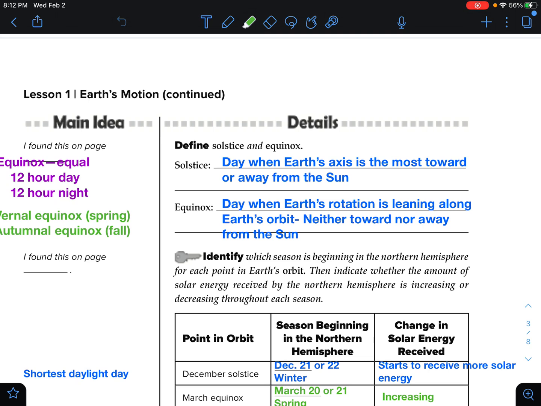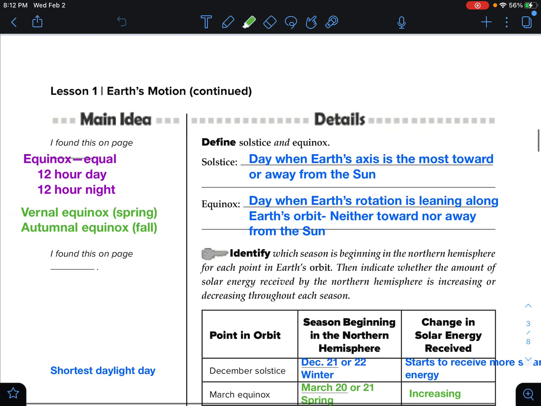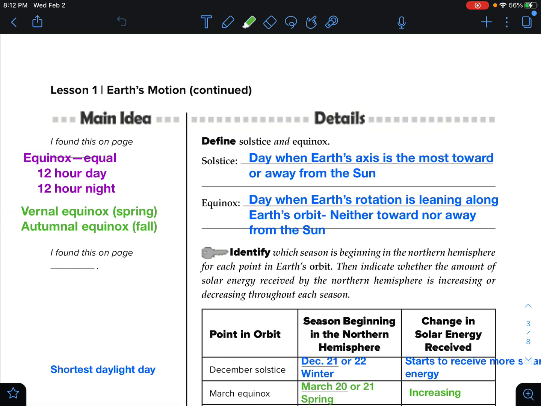So then our equinox is a day when Earth's axis is leaning along Earth's orbit, neither toward nor away. So that's where we're going to have an equal number of daylight and nighttime hours. So we see the word equal in here. Equal, EQU. So if we can just keep that straight in our head, that when we have an equinox, we have equal day and night. So we have two of those. We have the vernal equinox, which is in the spring, and the autumnal equinox, that's in the fall.